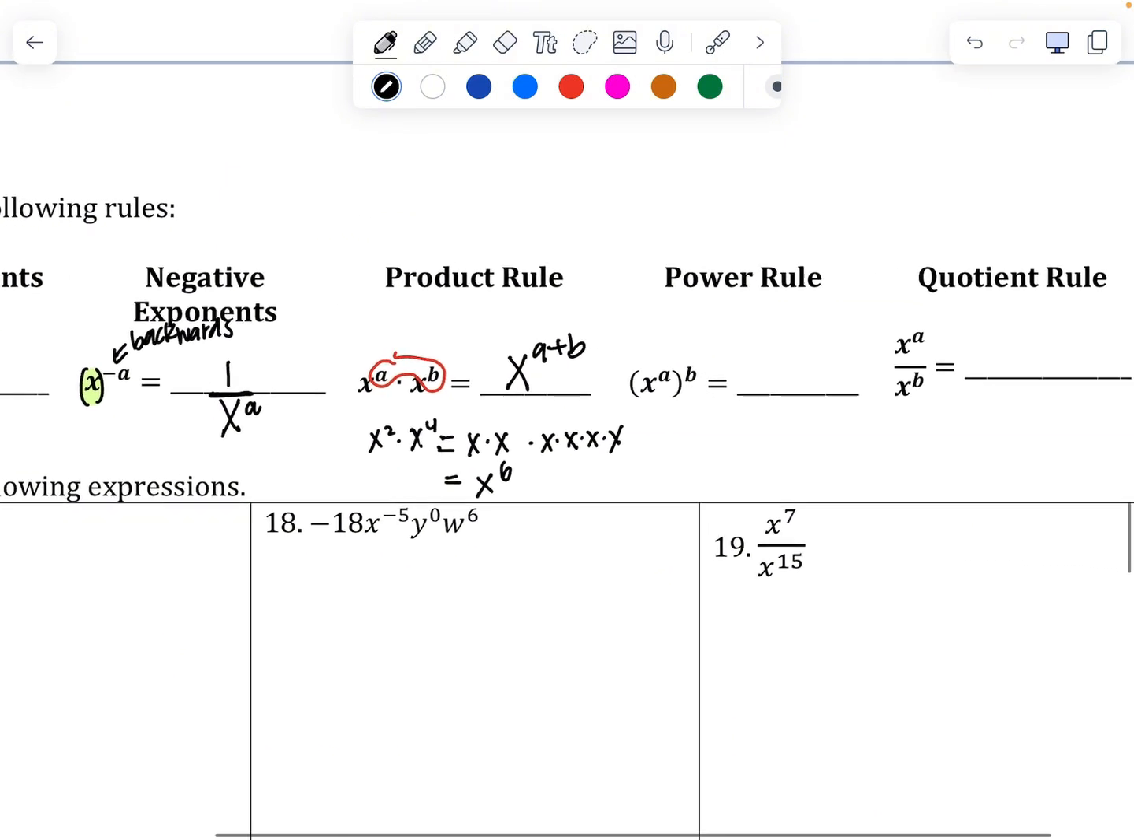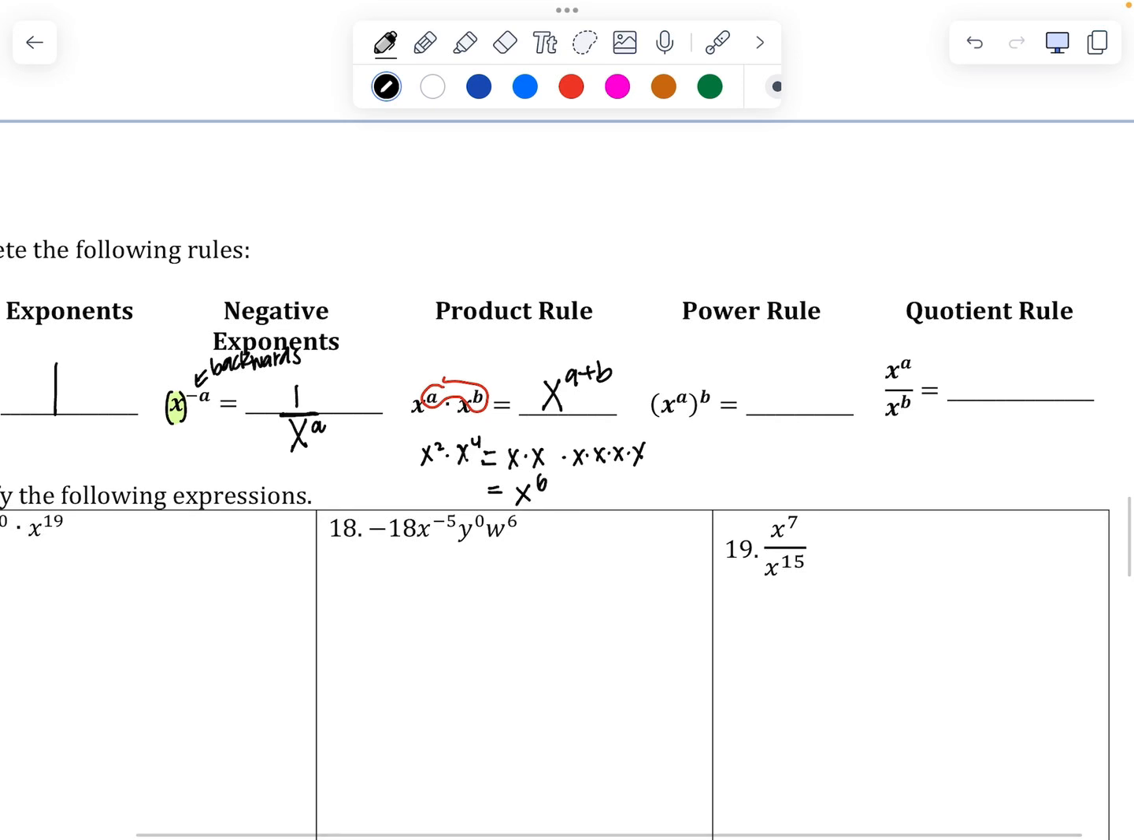The power rule, we said, was whenever you have an outside exponent and an inner exponent, you do outer exponent times inner exponent. So A times B.